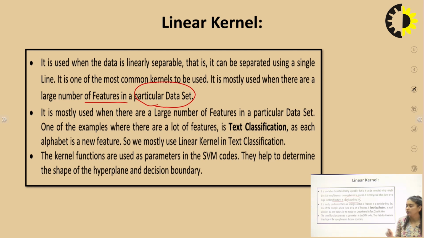One example I can give is text classification. Why? Because in text classification, each alphabet is a new feature. So we have a lot of features, and when a large number of features are there in the data set, it is preferable to choose the linear kernel. Kernel functions are used as parameters in SVM. So while you do coding in Python, you will pass as a parameter whether the kernel is linear, polynomial, or Gaussian. They help to determine the shape of the hyperplane and the decision boundary.